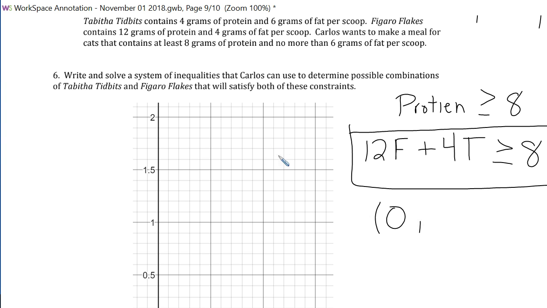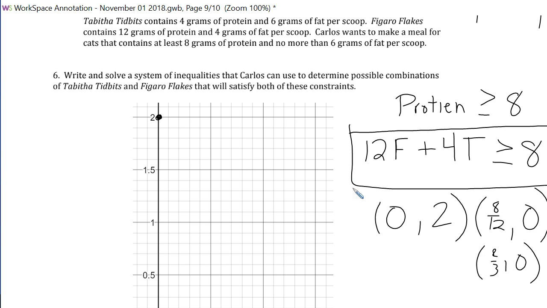So if you put in a 0, you get 4t equals 8. Divide each side by 4, and you get 2. So 0, 2 is a point on this, and then let's put in a 0 for t. So 12f is greater than or equal to 8. Divide each side by 12, and you get f is 8/12, which is the same thing as 2/3. So 2/3, 0, 0.6 repeating.